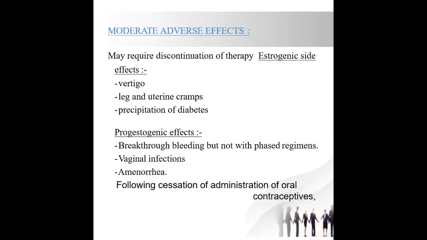So when you have these moderate adverse effects, if there is vertigo, it may result in discontinuation of these anti-fertility agents. When you look into the progestogenic side effects, there is breakthrough bleeding, but not with phased regimens. There are vaginal infections, and amenorrhea following cessation of administration of oral contraceptive pills. So the progestogenic effects of the combined oral contraceptives are the moderate side effects, that is amenorrhea following cessation of the oral contraceptives.